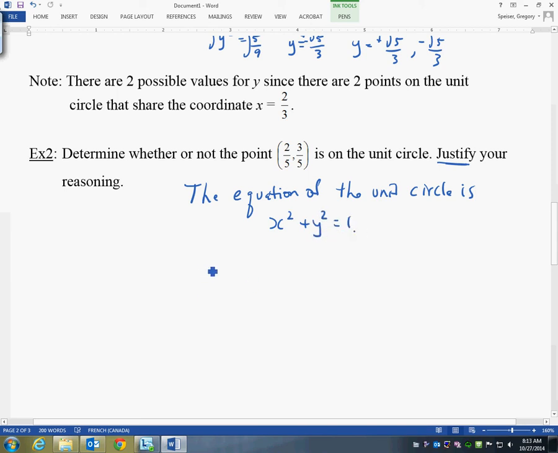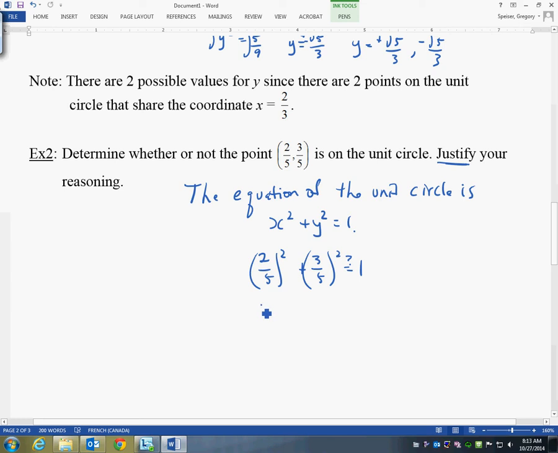So we're going to test whether or not 2/5 squared plus 3/5 squared is equal to 1. So I'm going to test that. So I'm going to put a little question mark over there. I'm not sure yet. I have to do the math. It's a little tricky because it's deceiving, isn't it? 2/5 plus 3/5 is equal to 1, but what happens if we square it?